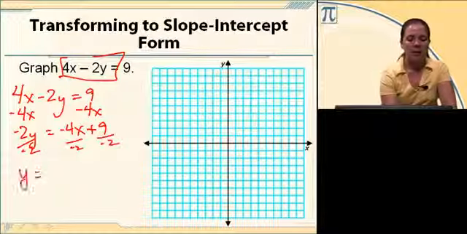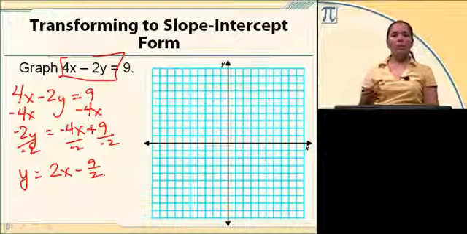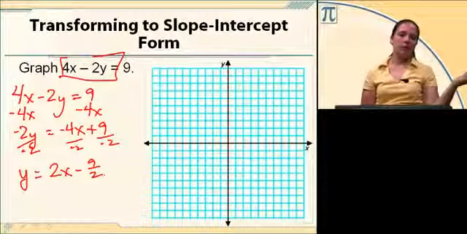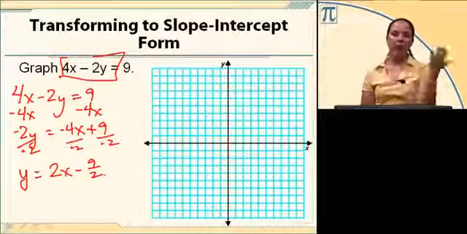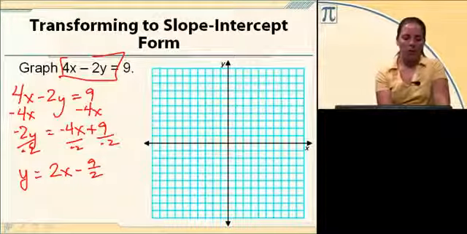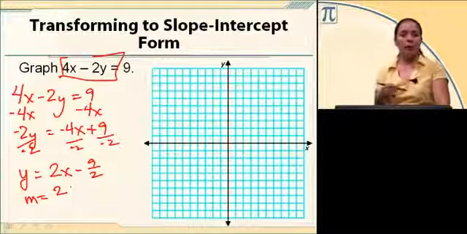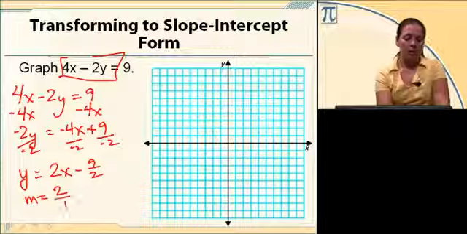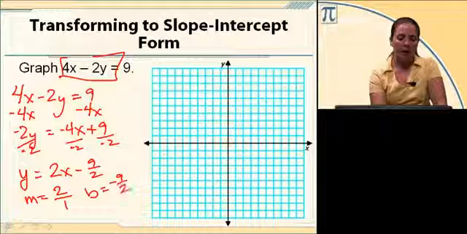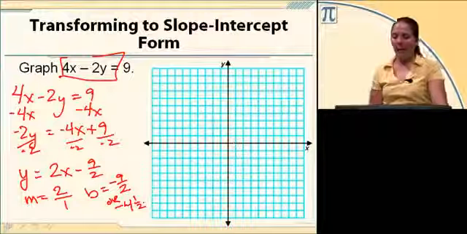So I'm going to end up with y equals 2x minus 9 halves. Remember when you do this to divide everything by that negative 2, not just the value in front of the x or not just the constant. Divide everything by negative 2 or whatever's in front of the y. Now I've got it in slope-intercept form, so I can see that the slope is 2. If the slope is an integer, you can always put it over 1. So 2 is the same as 2 over 1. And the y-intercept is negative 9 halves, or negative 4 and a half, or negative 4.5.